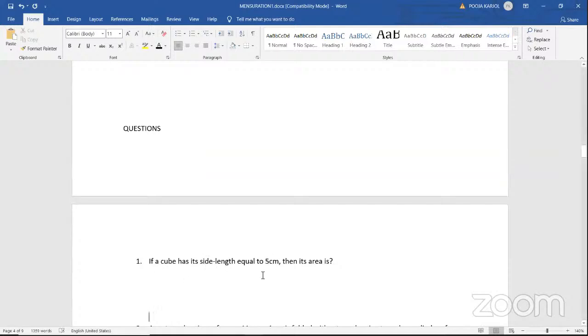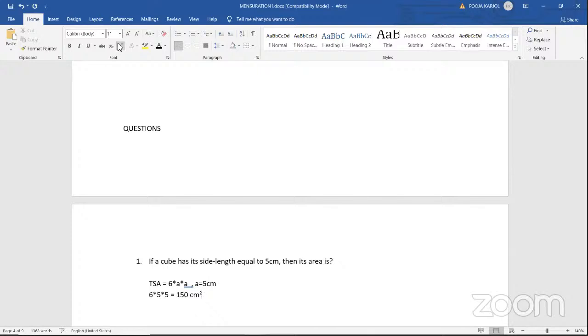If a cube has its side length equal to 5 centimeter, what is its area? They have not mentioned which area, so assume total surface area. 150 centimeters square. Correct. Total surface area is equal to 6 into a square, where a is equal to 5 centimeter. Then this is 6 into 5 into 5, so 6 into 25, so 150 centimeter square.